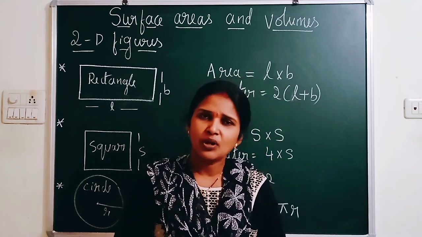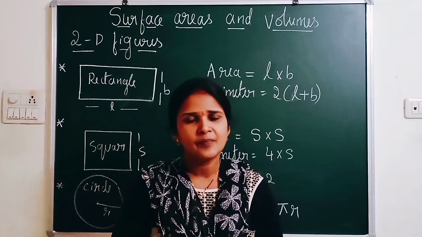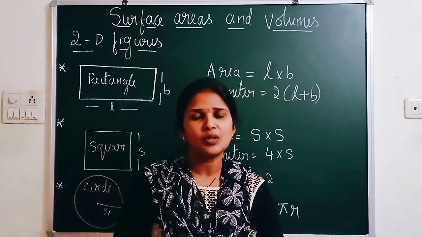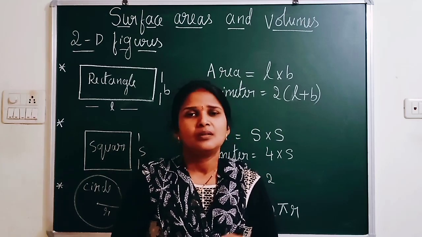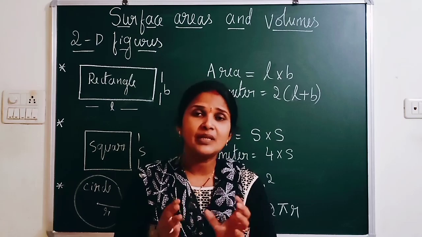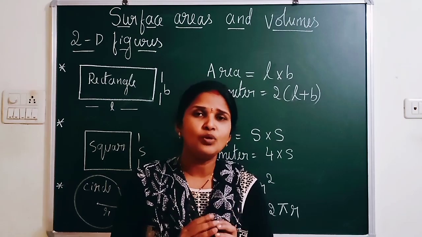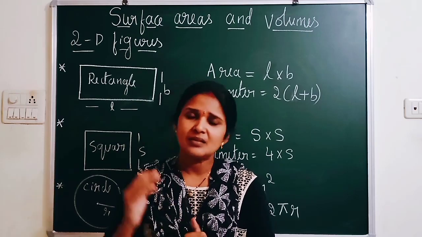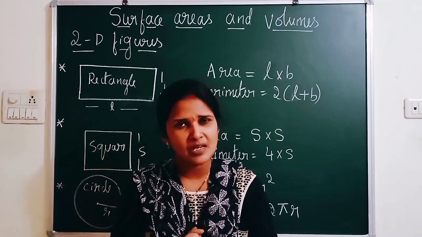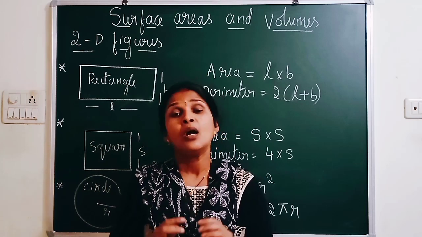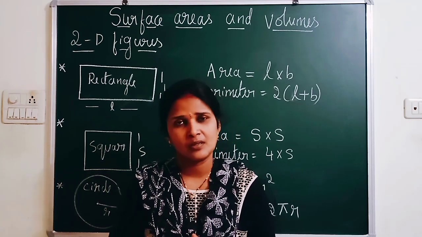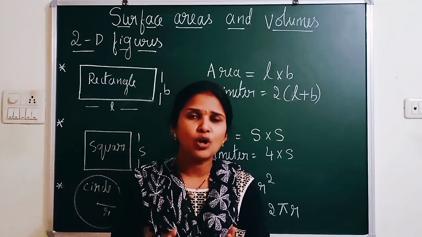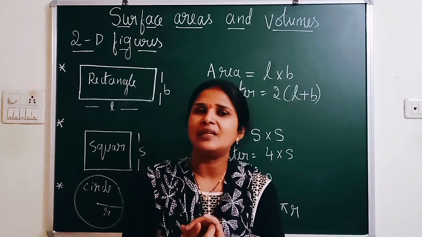So this chapter you already learned in class 9th. In class 9th you learned only about individual 3D figures. You learned about area and volume of individual 3D figures. But in this class, the chapter name is the same, that is surface areas and volumes, but here you are learning combinations of 3D figures. So that is area and volume of combinations of 3D figures.